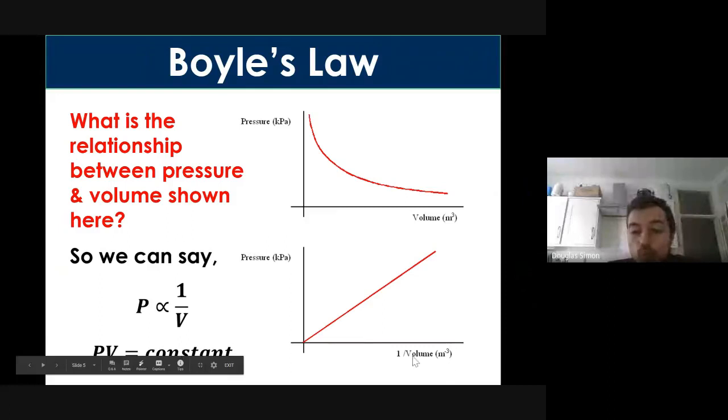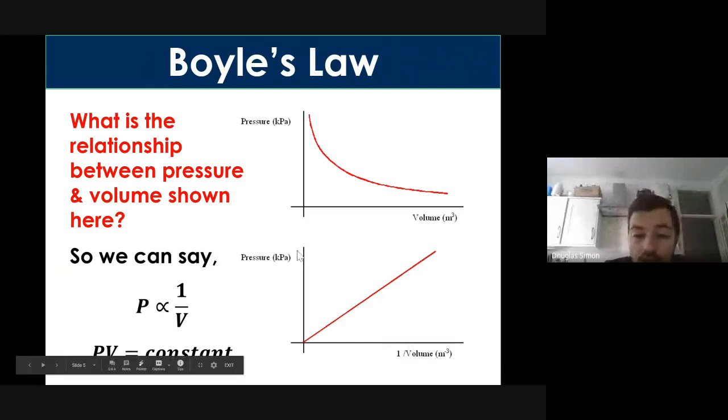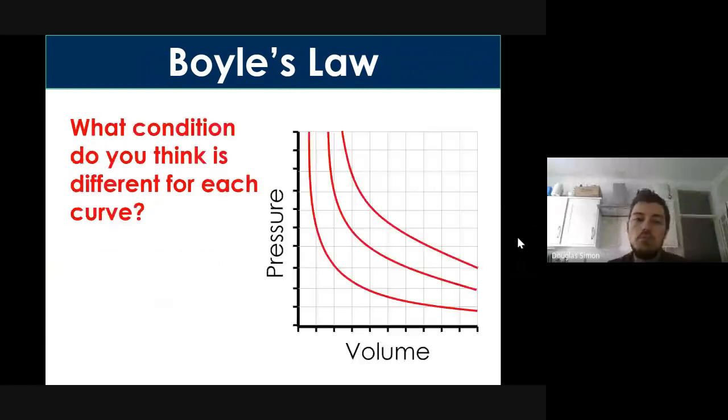If you plot pressure against 1 over volume, you get a nice straight line like this, or equally volume against 1 over pressure, you get a nice straight line. Also, sometimes you might see pressure times volume plotted against either volume or pressure. But just think to yourself what that graph would look like. Pressure times volume is a constant for every single pressure and every single volume. So if you plotted pressure times volume against pressure, for example, it's just a constant. It'd just be a straight line like this on the graph.